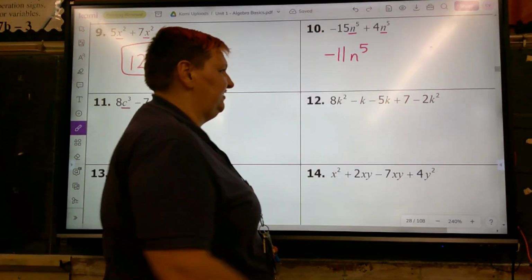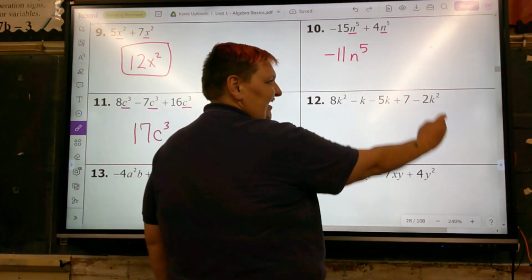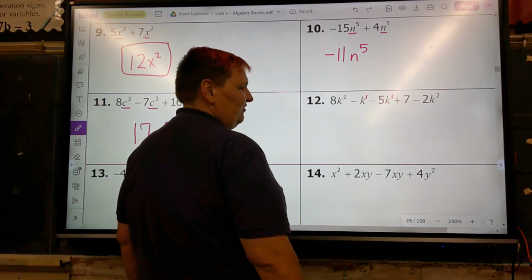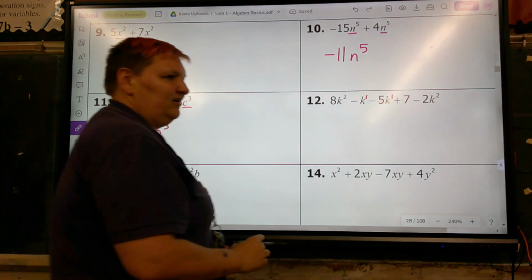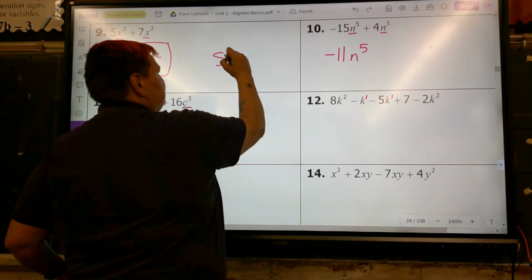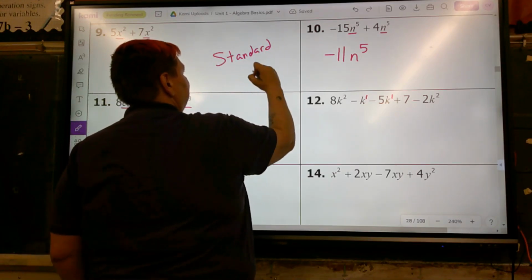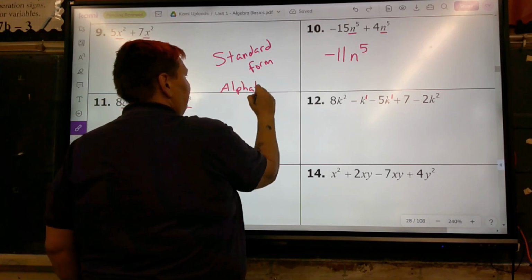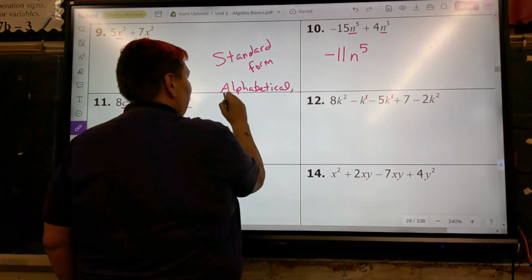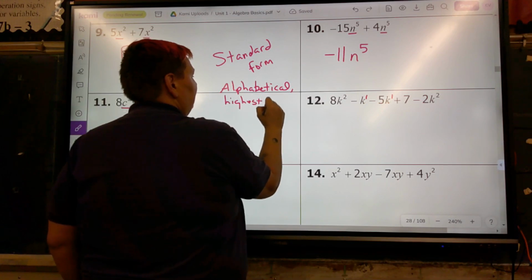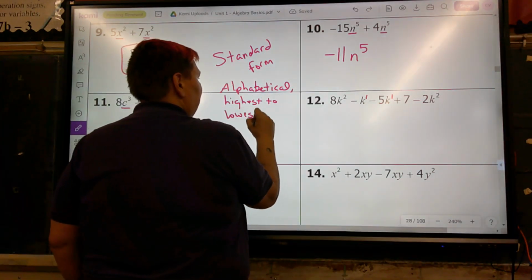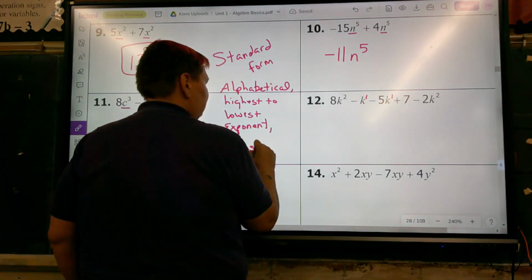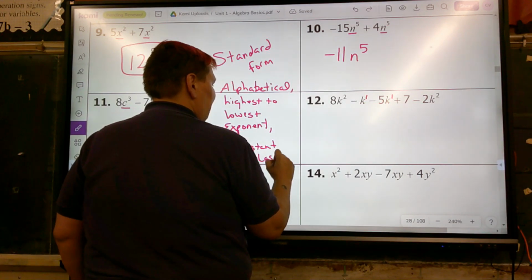This is where things get interesting. The variable is the same. They're all k's. But this one is k to the invisible first power, k to the invisible first power, and these are k to the second power. So, let's remind ourselves, standard form: alphabetical, sorry, I forgot how to spell it for a second, highest to lowest exponent, constant last. Constant is always going to be last.